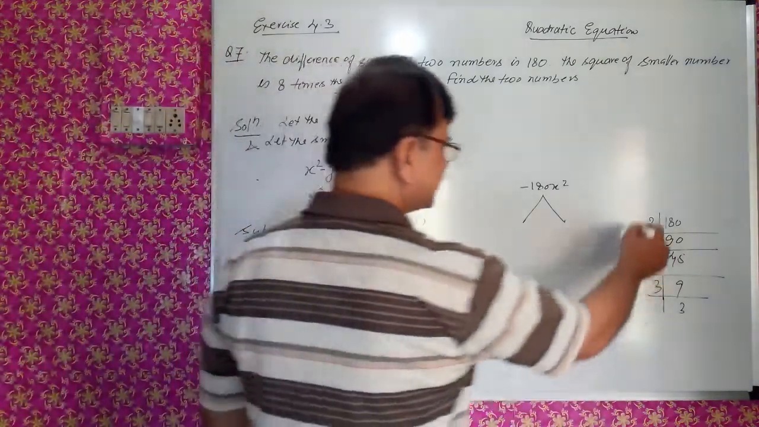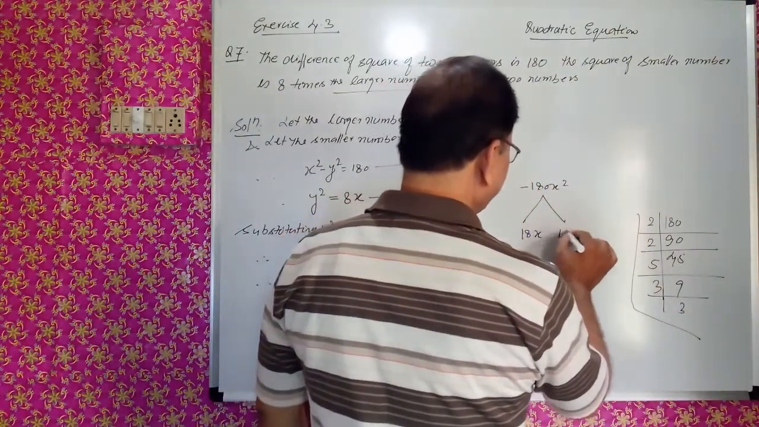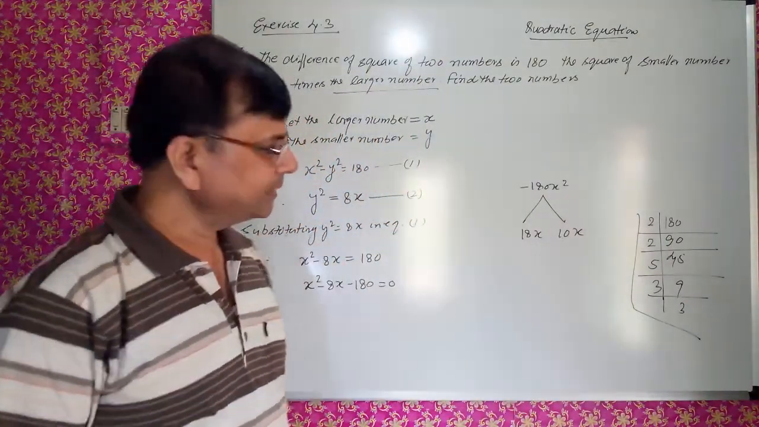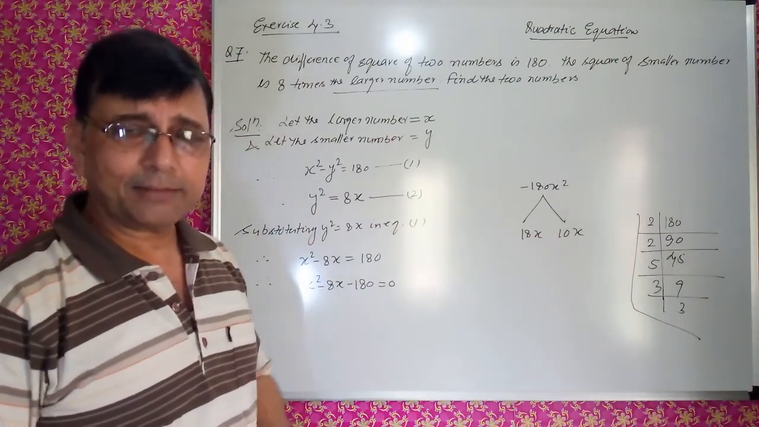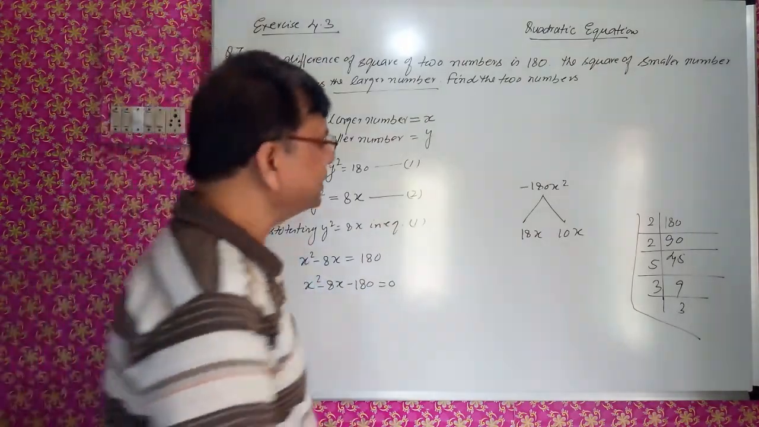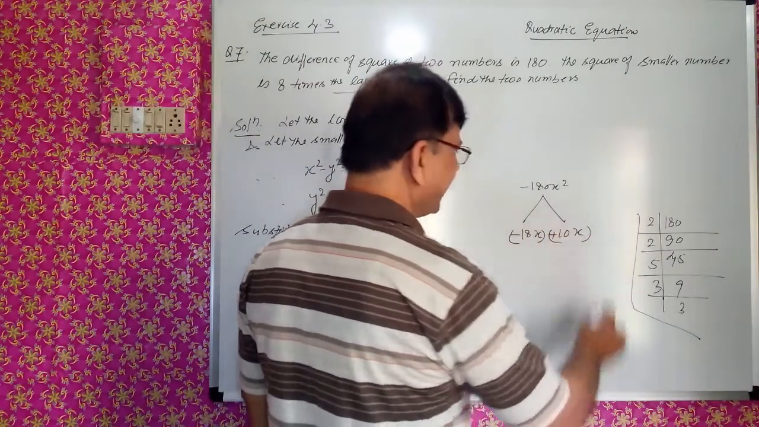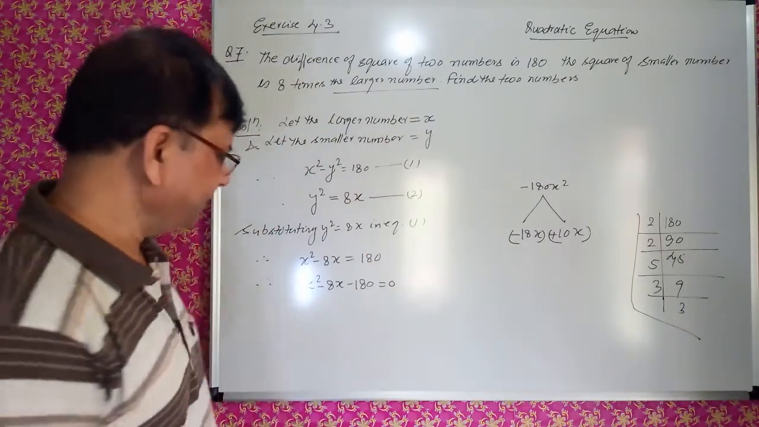So with these factors we will get 18x and 10x. Product will be 180, but it is negative and the sum is also negative. It means the bigger number should be negative. So I will write minus 18x and plus 10x. These two are the factors. Use the factors and get the answer.